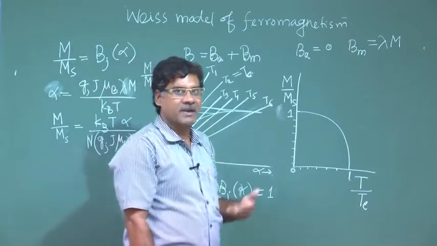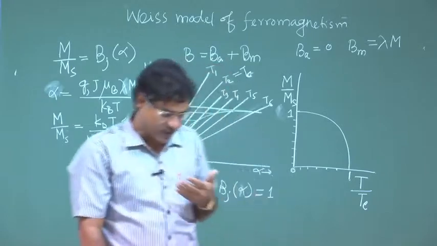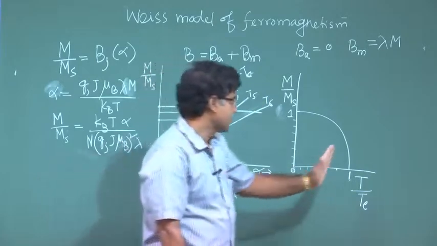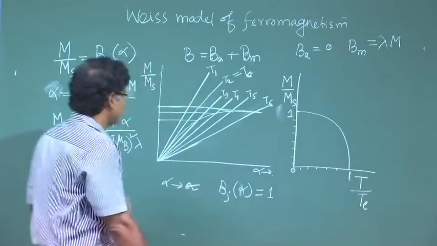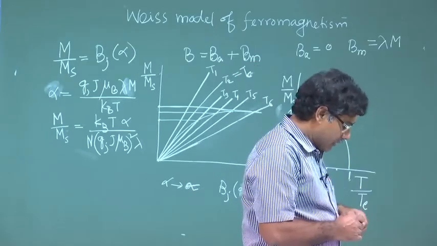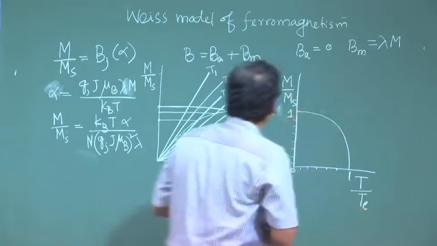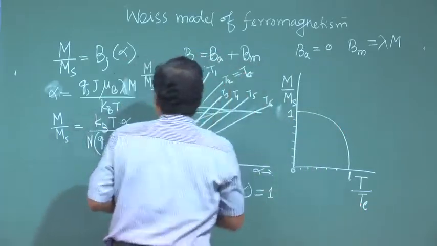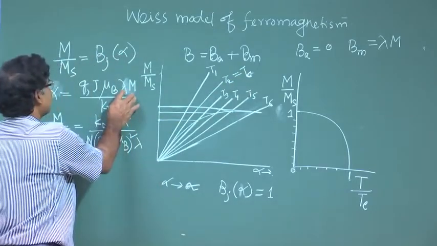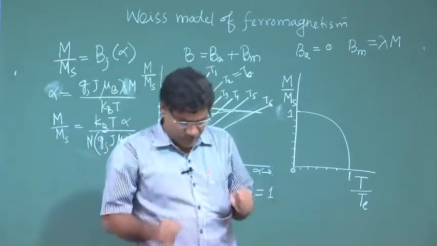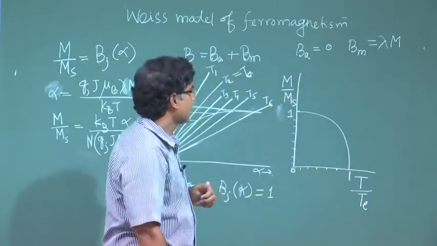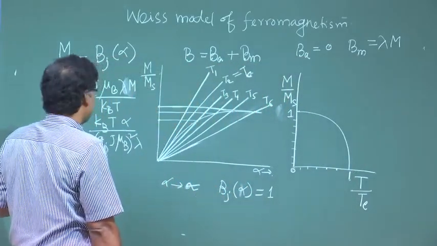So, a ferromagnetic material has two phases, one is ferromagnetic and another is paramagnetic, and this is the phase transition temperature. As I mentioned, T2 equal to Tc. This Tc is related with this lambda. It depends on the interaction energy constant. So, how they are related, if you want to find out.